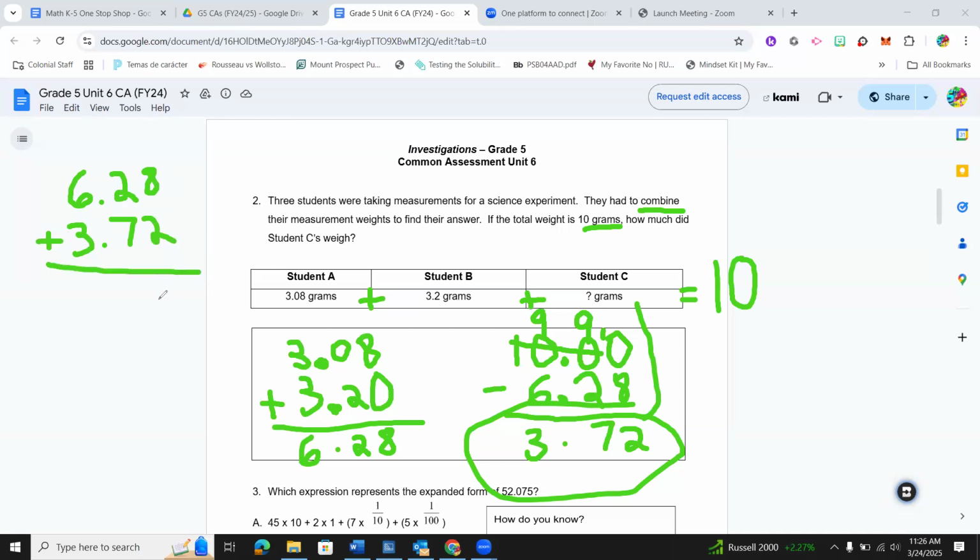8, 9, 10. Carry the 1. 10. Bring down my decimal, carry the 1. Okay, check it out. So, yep, 3.72. My answer does make sense.